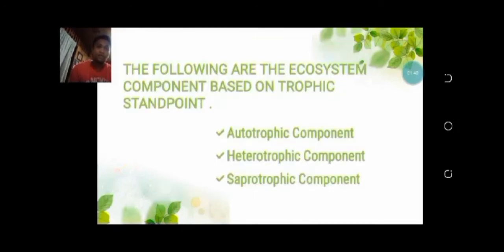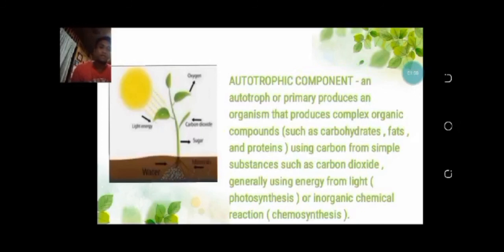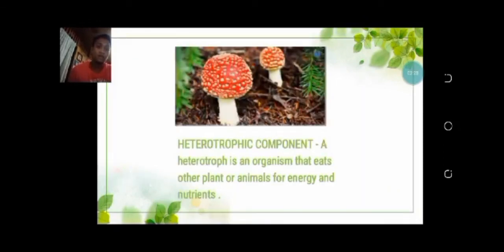The following are the ecosystem components based on trophic standpoint: autotrophic component, heterotrophic component, saprotrophic component. First is autotrophic component. An autotroph or primary producer is an organism that produces complex organic compounds such as carbohydrates, fats, and protein, using carbon from simple substances such as carbon dioxide, generally using energy from light, photosynthesis, or inorganic chemical reaction, chemosynthesis.